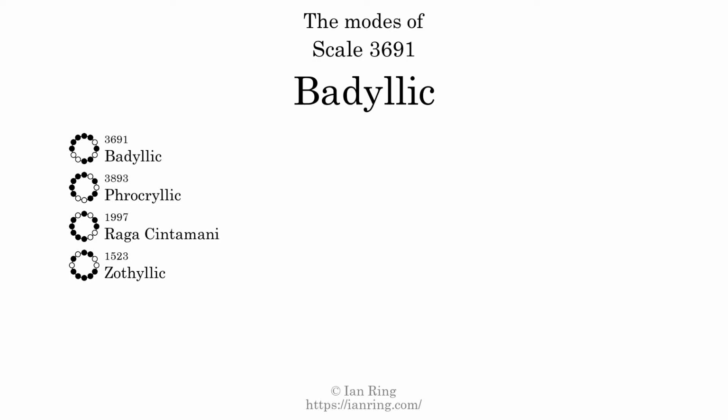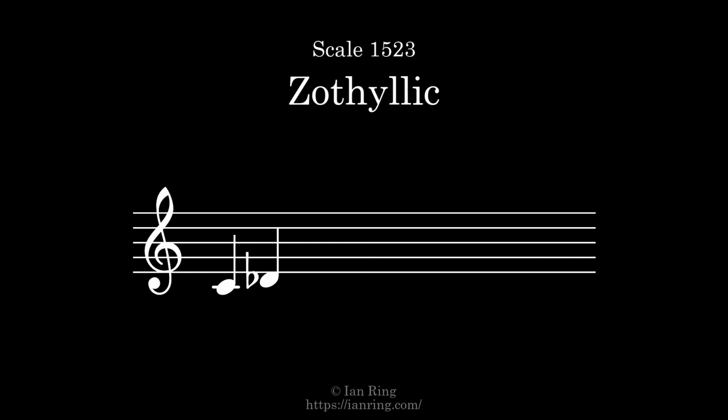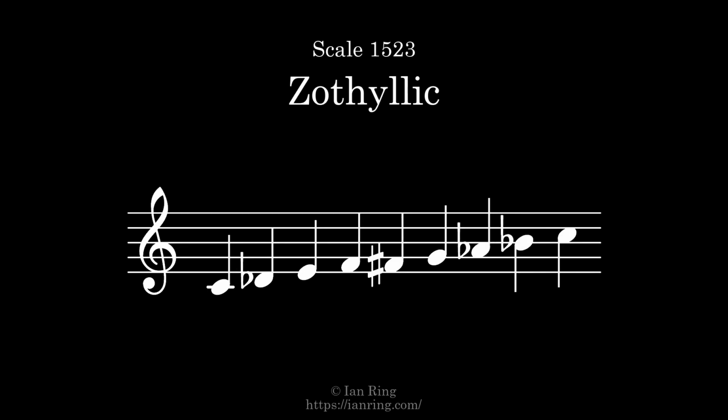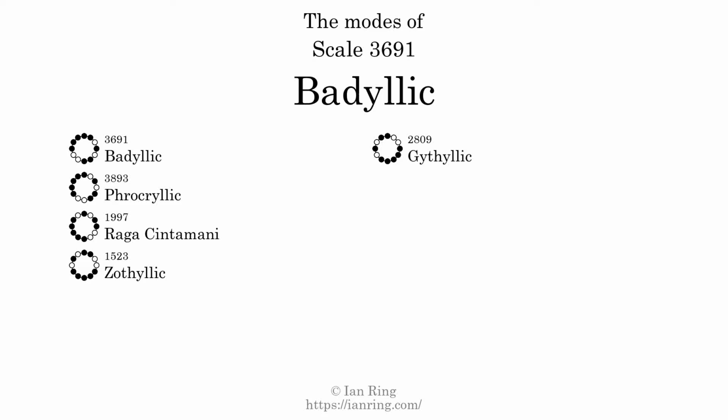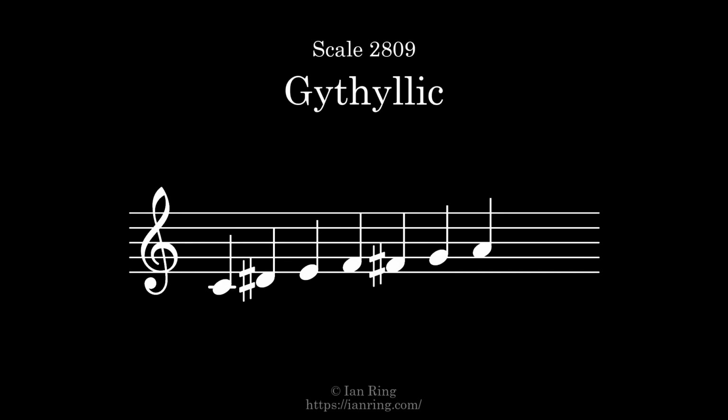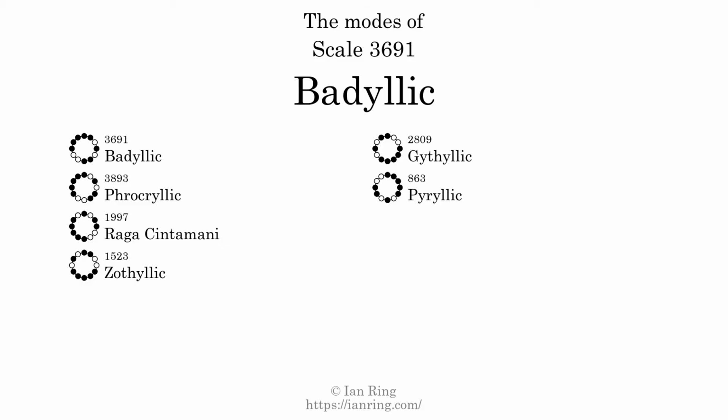The fourth mode is scale 1523, also known as Fraphilic. It sounds like this. The fifth mode is scale 2809, also known as Pyrulic. It sounds like this. The sixth mode is scale 863, also known as Pyrulic. It sounds like this.